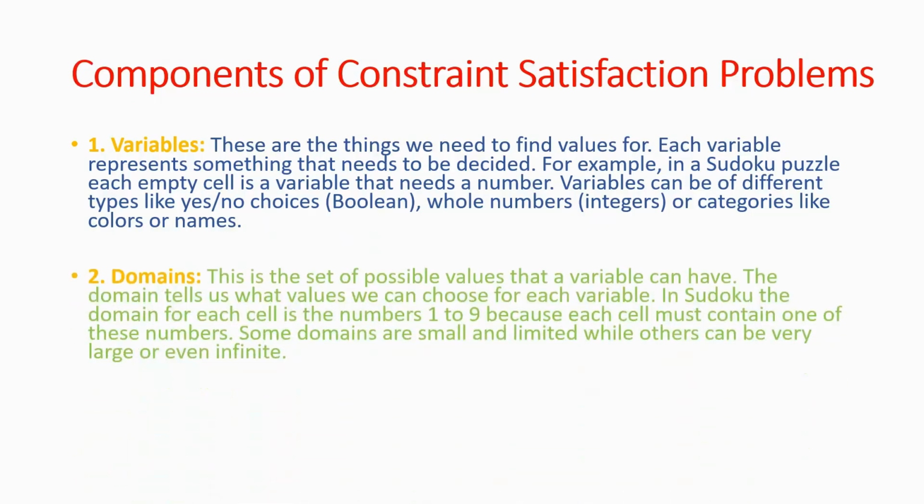And we have the domain. This is the set of possible values that a variable can have. The domain tells us what values we can choose for each cell. Some domains are small and limited, while others can be very large or even infinite, right? For each variable, its domain is the set of all possible values that the variable can take. It effectively tells us what options are available for each decision.